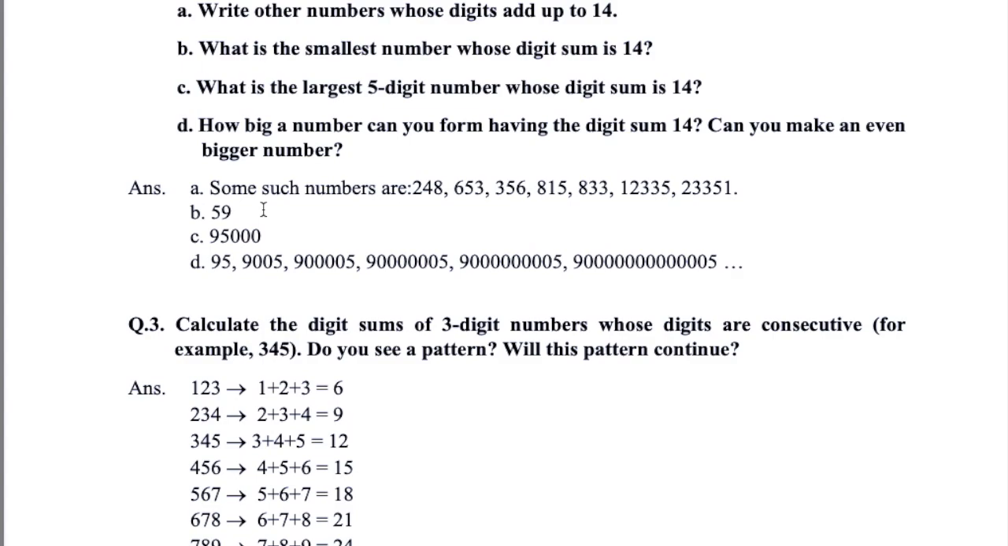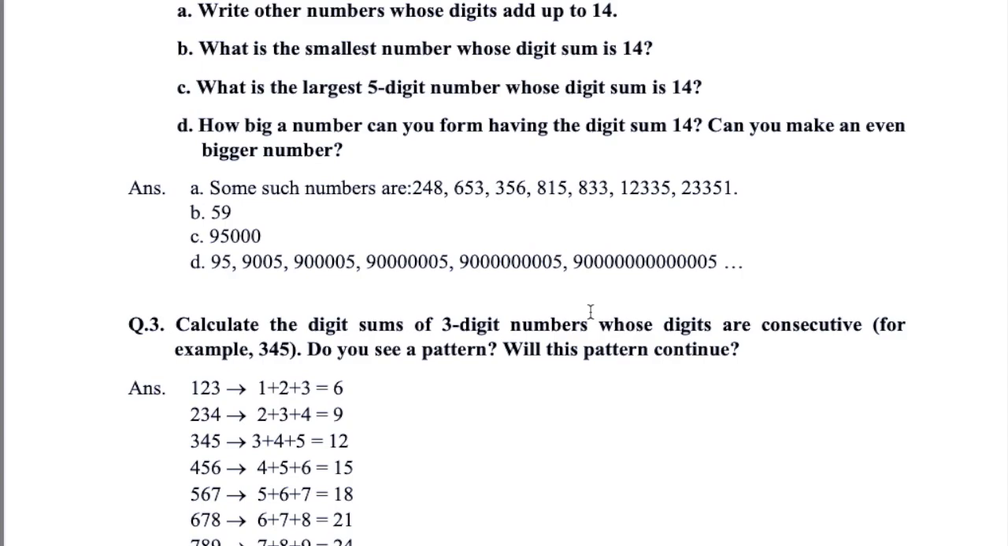So can you make an even bigger number? Yes. As you can see, here 3 dots are given. So n number of zeros you can add in between. So it is infinite. You can make one more by adding 1 zero. On the left side take 9, on the right side take 5, and in between you add 1 1 0. Next time you will get a number one place bigger than the previous number. So this is question number 1.